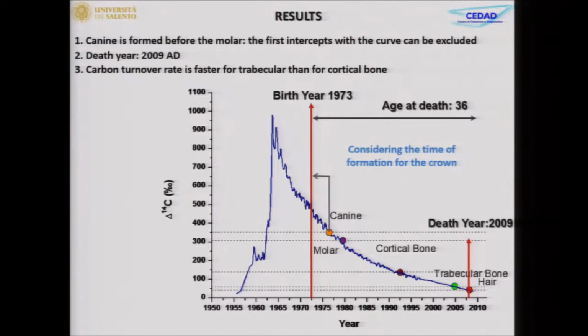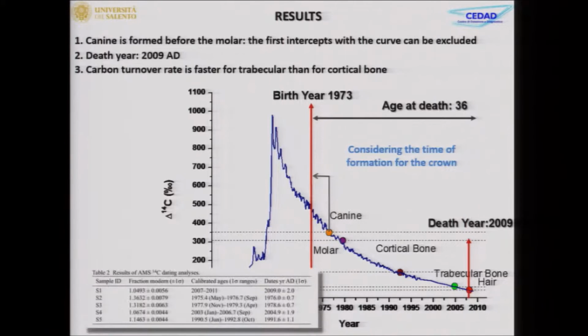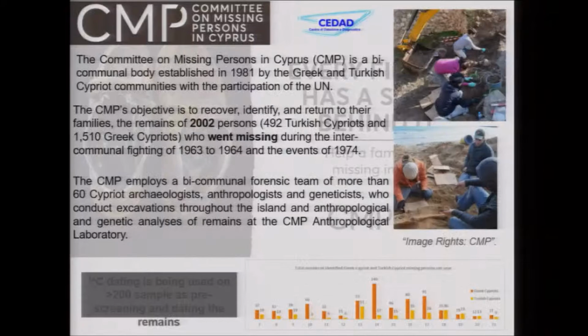But just to make it easy, at the end you have an uncertainty on the age at death which is of the order of ±2 years, which is not bad. But of course you need a lot of measurements to obtain this information. Again, this was published in Radiocarbon.